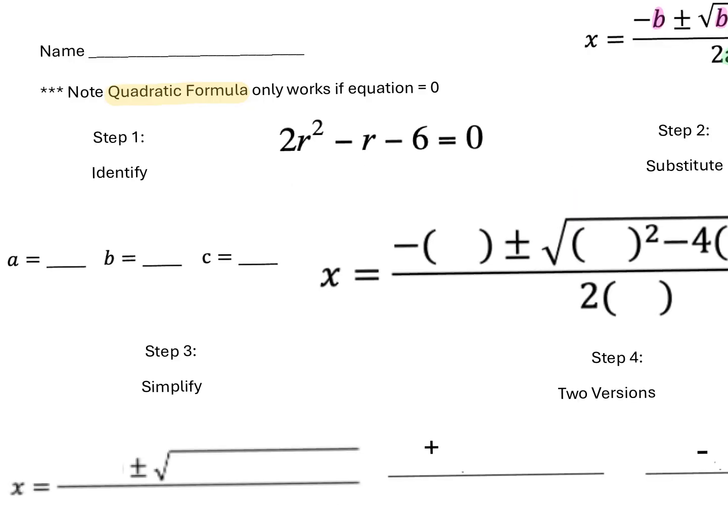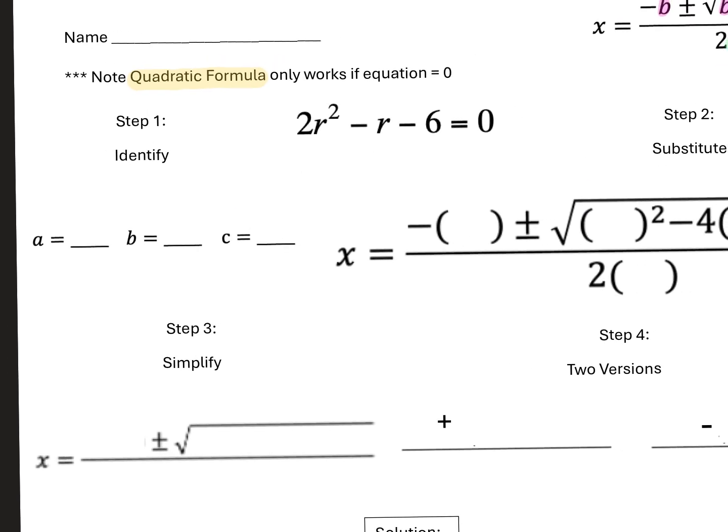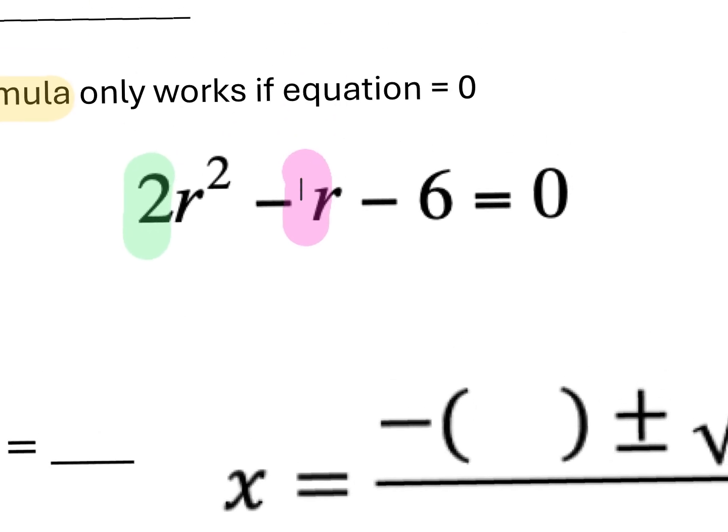So now if I look at this side of the paper, I have my equation. And first I need to identify A, B, and C. So A, of course, is the number right in front of the exponent that is squared. So A, in this case, is going to be a 2. My B is right there in front of the R, but I don't see a number there. What number is there? That's right, there's a 1. And because there is a negative in front, B is not just 1, B is -1.